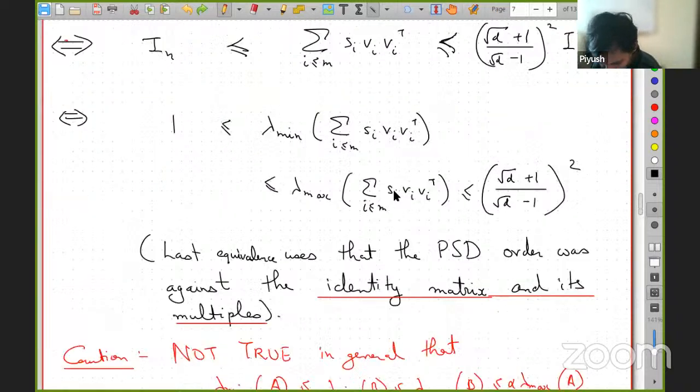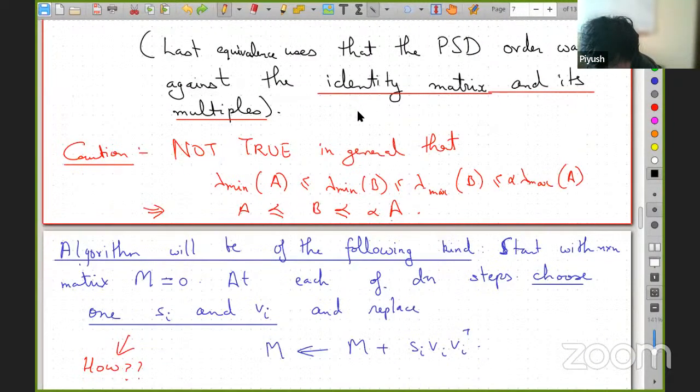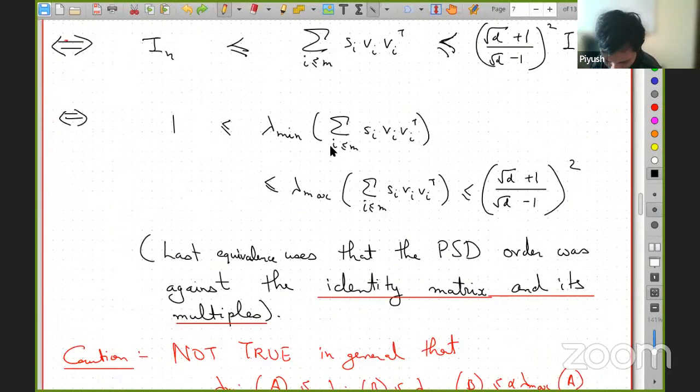That was the goal, and the exact value of the factor also matters. It's like 1 over 2 over root d, squared. So the goal was to show that lambda max.